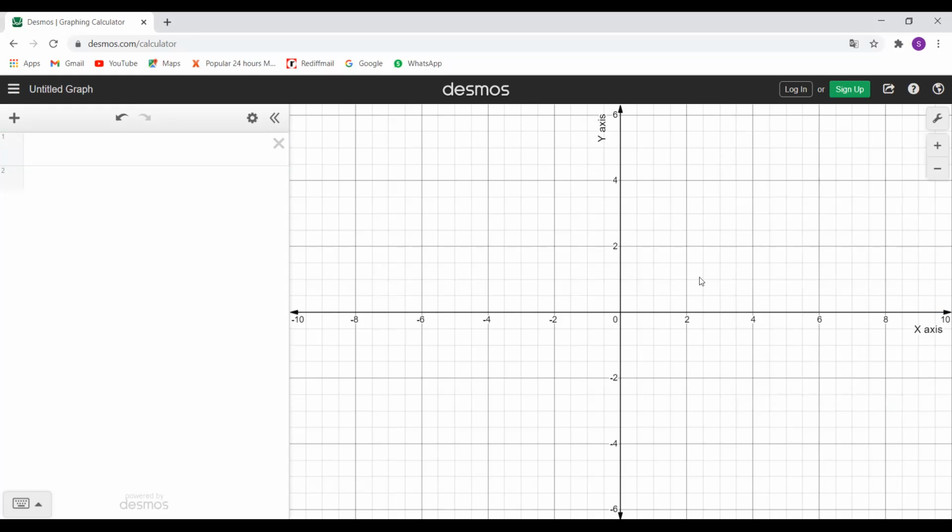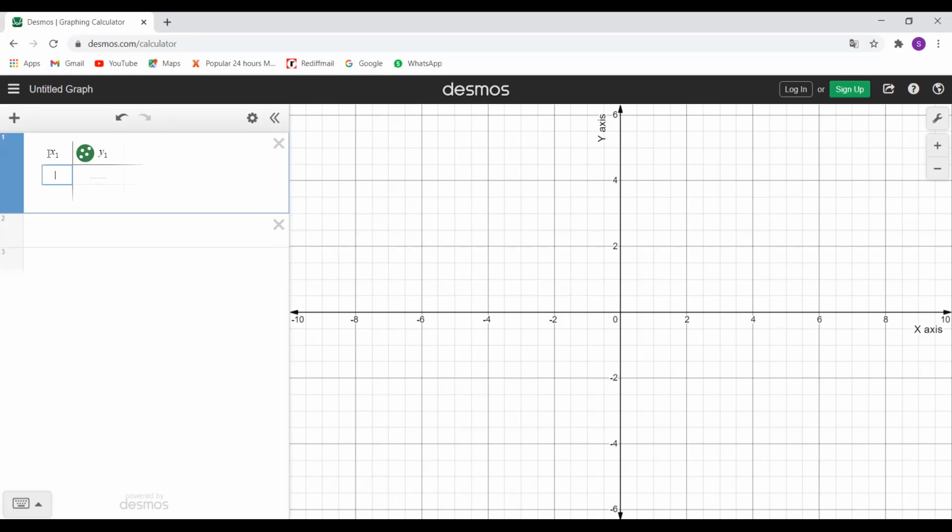Now what I have to do, you can see this plus sign here. I will click on this plus sign, and a drop down comes. There are many options here: expression, note, table, folder, and image. We have to click whatever we want. For plotting this simultaneous equation, I need a table. So I will click on this table and this type of table will appear.